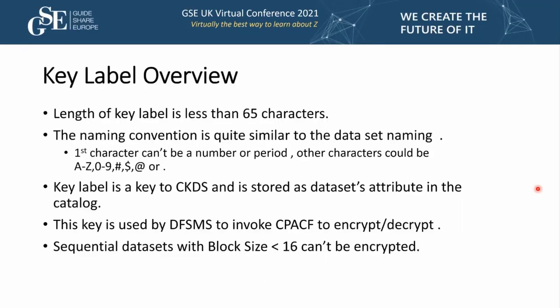Key labels. Basically, the length of a key label is less than or equal to 64 characters. The naming convention is quite similar to the data set naming convention. So the first character can be a number or period. Other characters could be from A to Z, 0 to 9, or alphanumeric characters. The key label is a key to the cryptographic key data set and is stored as a data set attribute in the catalog, as I said earlier. Sequential data sets with a block size less than 16 can't be encrypted.